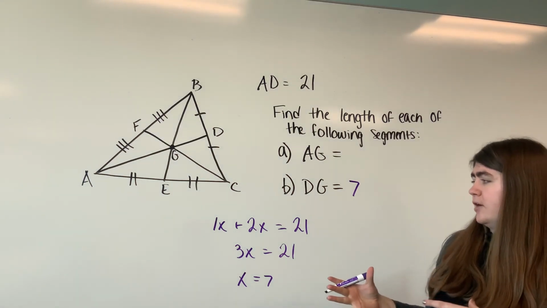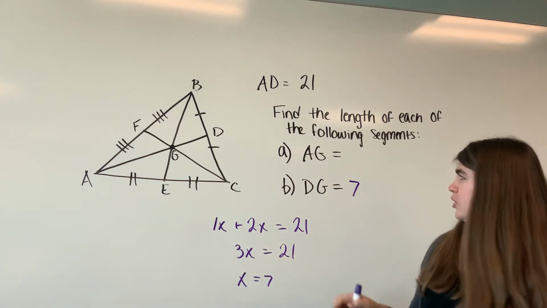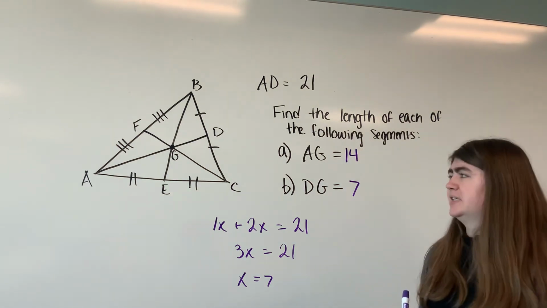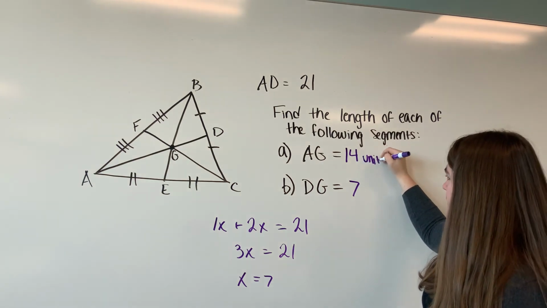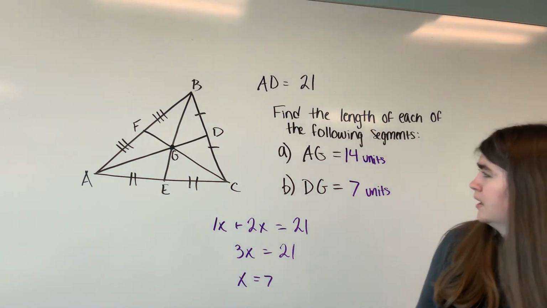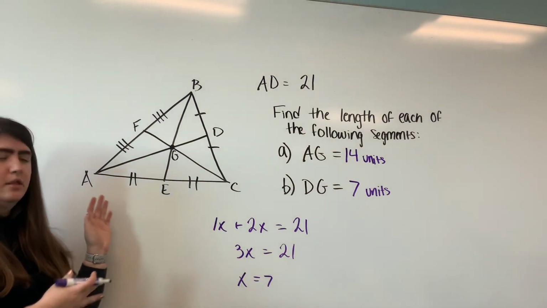We still have to figure out our 2 parts. Well, 2 times 7 is 14. AG is the longer of the 2 segments, so AG is 14. And these aren't labeled, so this would be units that we would label that as. And for each of these segments, if I gave you some length, it's solved the same way.